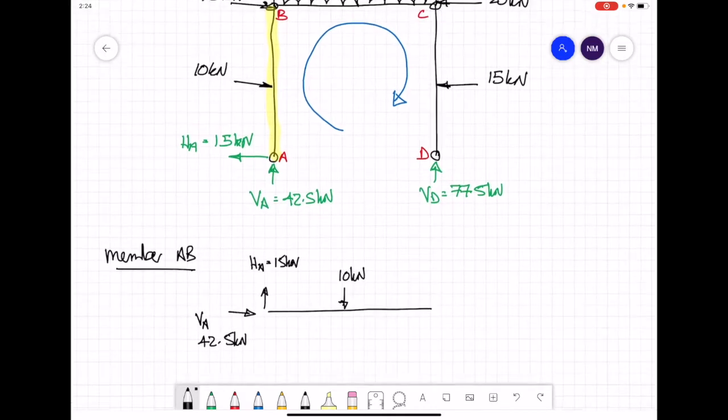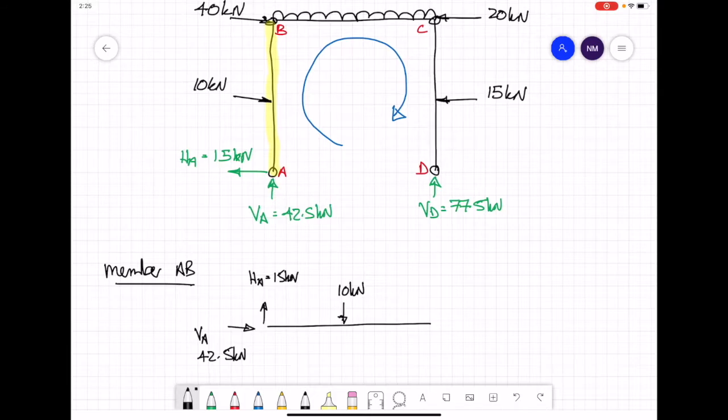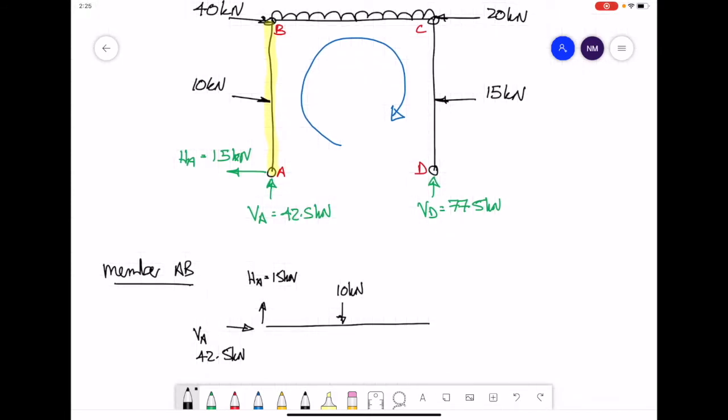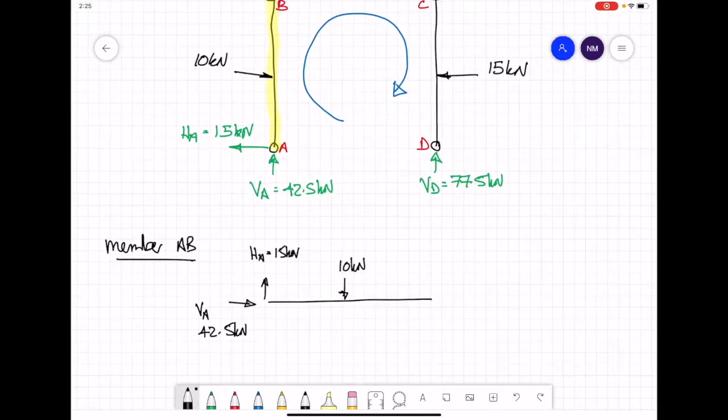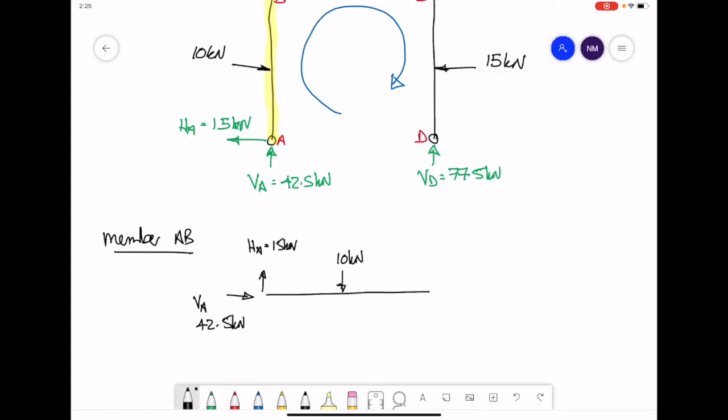Now remember, we're only looking at the member, we're not looking at the joint. And you can see the 40 kilonewtons is actually applied at the joint and not on the member. So at this point in time, we do not include that.